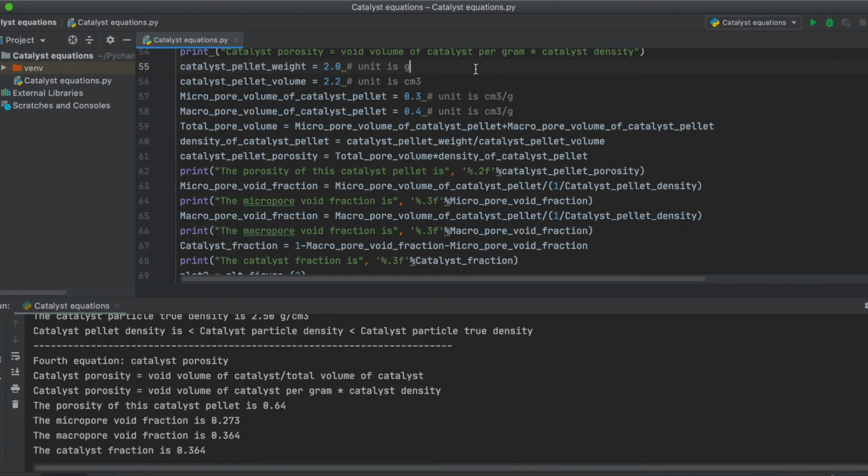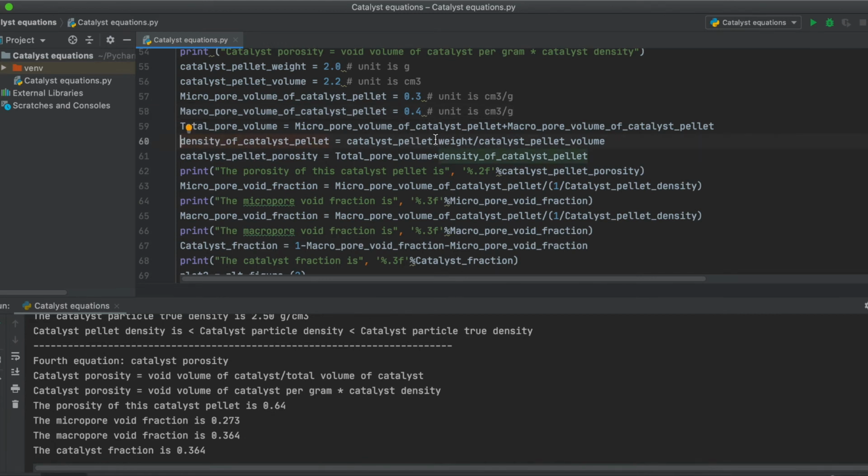As we showed earlier, the catalyst pellet weight is 2.0 gram, the catalyst pellet volume is 2.2, the micropore volume of this catalyst pellet is 0.3, and the micropore volume of this catalyst pellet is 0.4 cubic centimeter per gram. First, let's calculate the total pore volume, basically by adding the 0.3 and 0.4 together. Then let's calculate the density of this catalyst pellet.